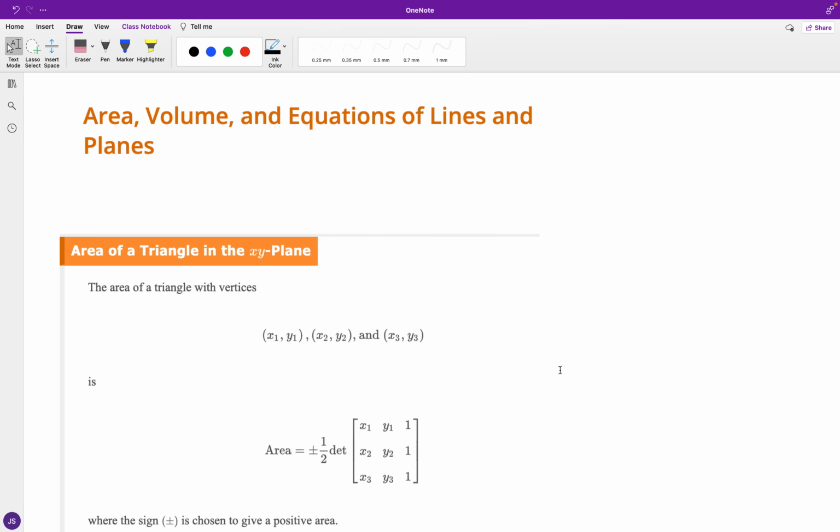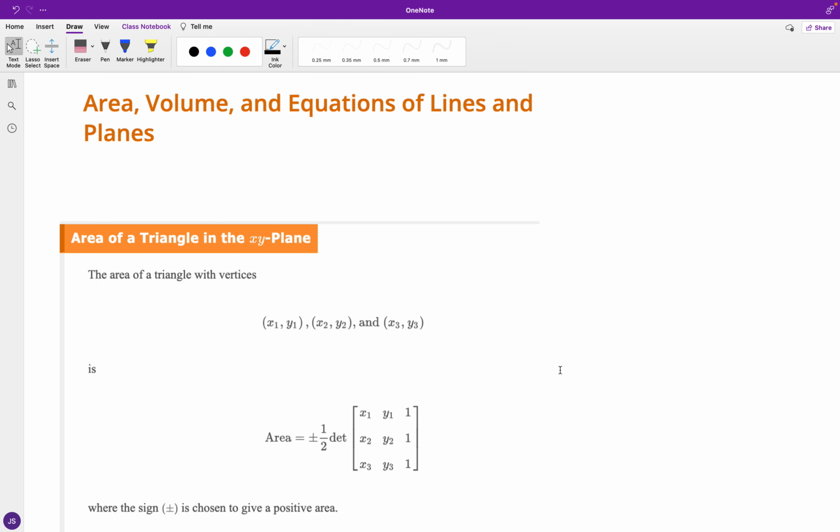For the area of a triangle that consists of vertices, where we have the ordered pairs (x1, y1), (x2, y2), and (x3, y3), in terms of matrices and determinants, it will be equal to plus or minus 1/2 of the determinant of the matrix that consists of, in the first row, the first vertex followed by 1, the second vertex followed by 1, and then the coordinates of the last vertex followed by 1. So you have the last column consisting exclusively of the value 1.